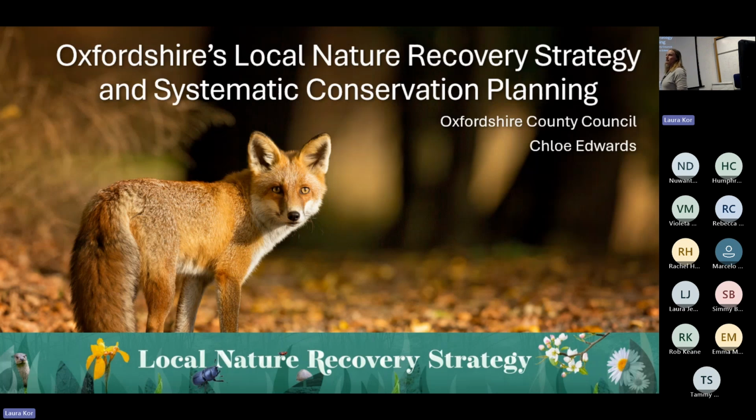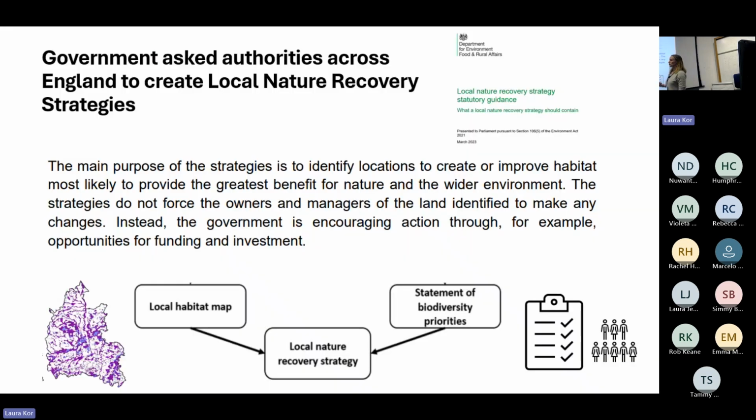Okay, great. So hi everybody, my name's Chloe and I work at Oxfordshire County Council, and my role is to prepare a local nature recovery strategy, or LNRS, for Oxfordshire County Council. And we've been using SCP, and we've been greatly supported by Bob in order to do that. So I'm going to try and talk to you today about what the LNRS is and how we've made, in particular, the local habitat map for Oxfordshire.